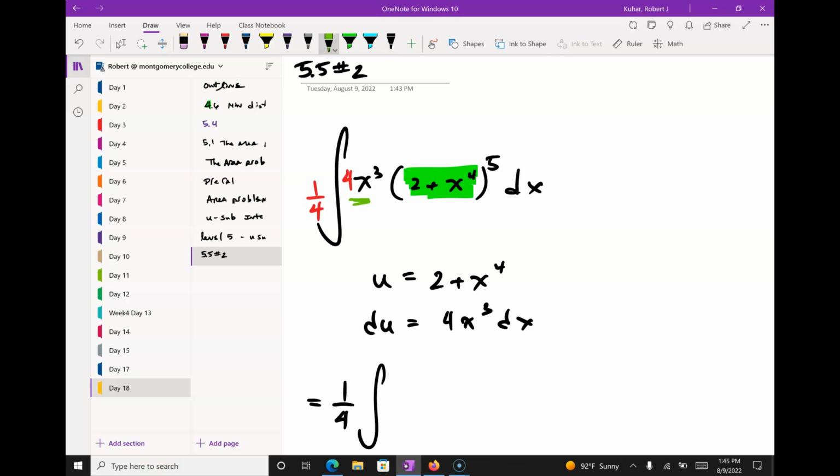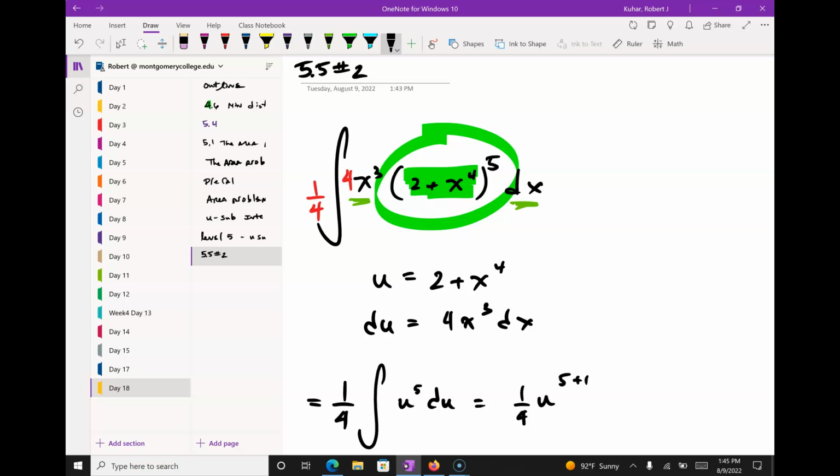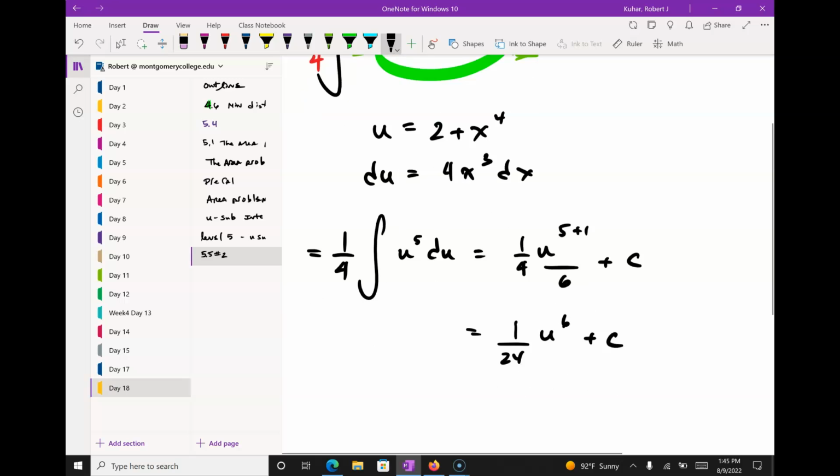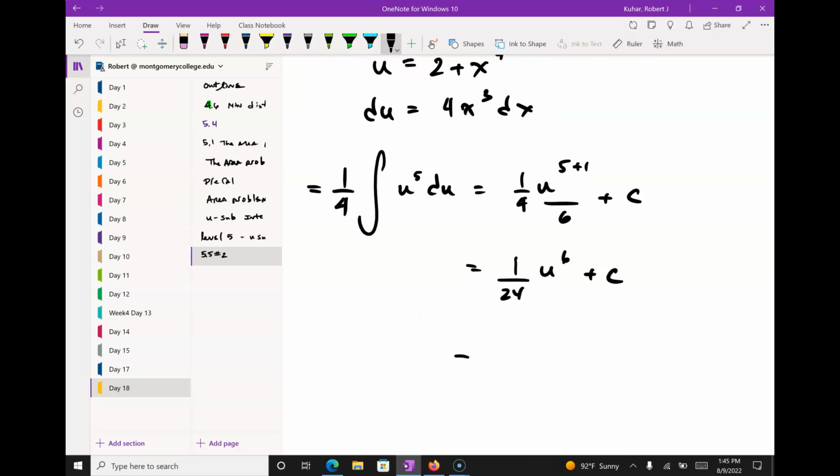What do I have underlined in green? Good. And what do I have circled in green? U to the 5th. Good. So I've got 1/4 u to the 5th. I have to add 1 to my power, divide by the new power, and add a constant c. So 1 over 24 u to the 6th plus c, and of course u is 2 plus x to the 4th.